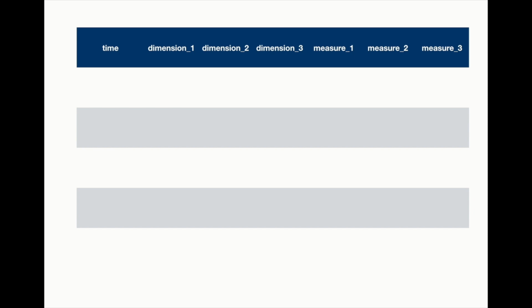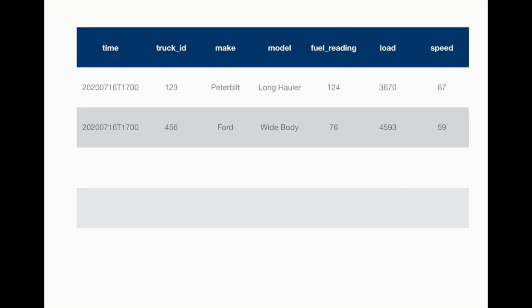Data that you're used to seeing in QuickSight comes in standard relational format. You're going to see dimensions and measures, and in this case, a time field. Now, if we were working with trucking data, for example, we might see the following. Columns would include dimensions, such as time, truck ID, make, and model, and measures, such as fuel reading, load, and speed. If we were to put example data in there, it might look like this.